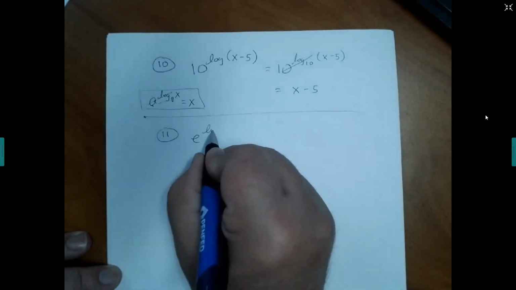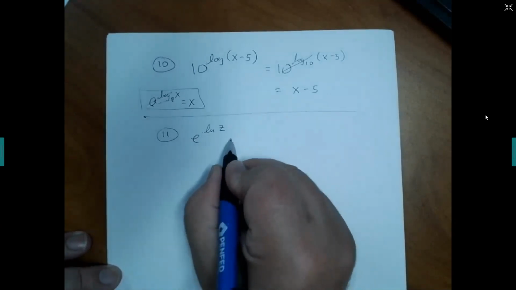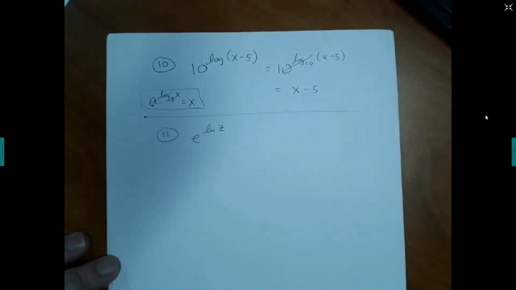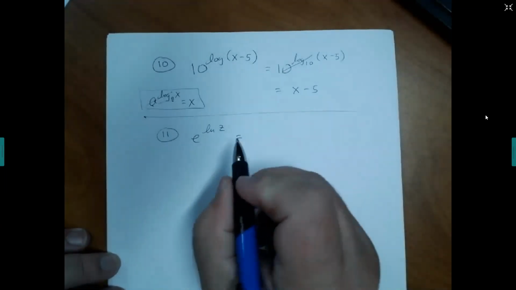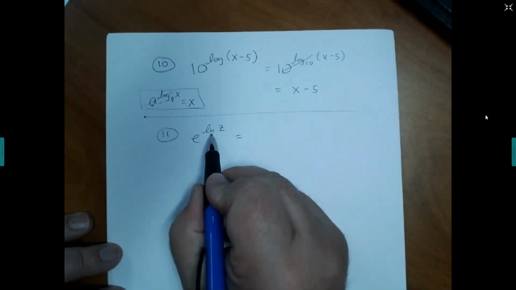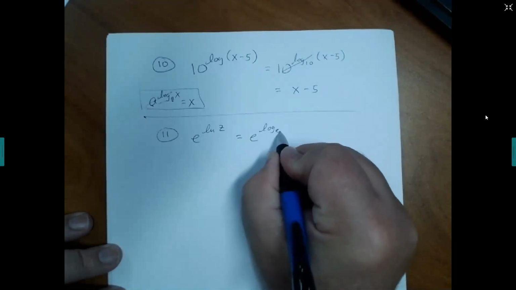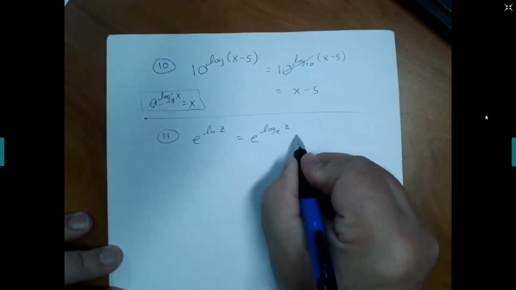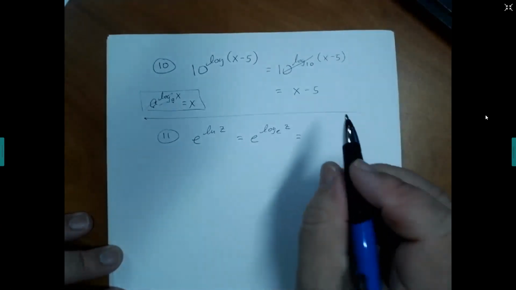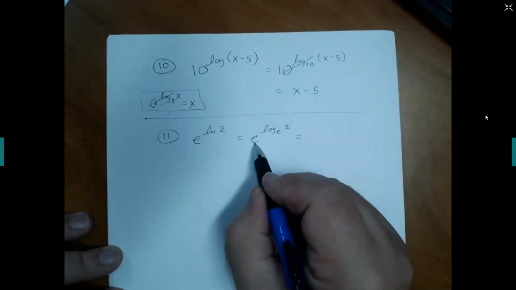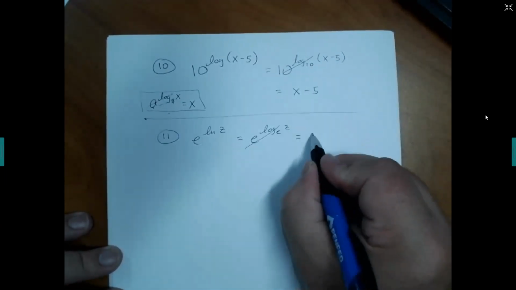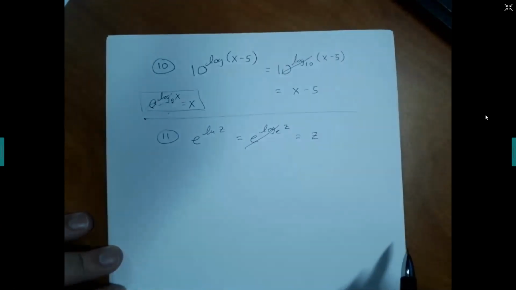E to the power ln of z. Ln is what? Log base e of z. Same property. Since the base and the base are the same, they cancel. It's just z.